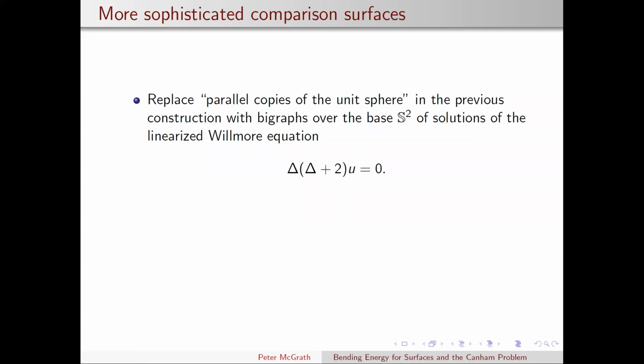Willmore equation. So if I take the sphere, which is a critical point for the Willmore functional, and perturb it, I can ask for all of the ways to perturb it as cheaply as possible. That will change the Willmore functional as small as possible. At the linear level, this is described by a solution on the sphere of this equation. So Laplacian on the sphere composed with Laplacian plus 2. So it's a 4th order operator. And so we're going to replace basically the 2 concentric copies of the sphere with graphs over sort of the sphere in the middle of solutions of this equation.